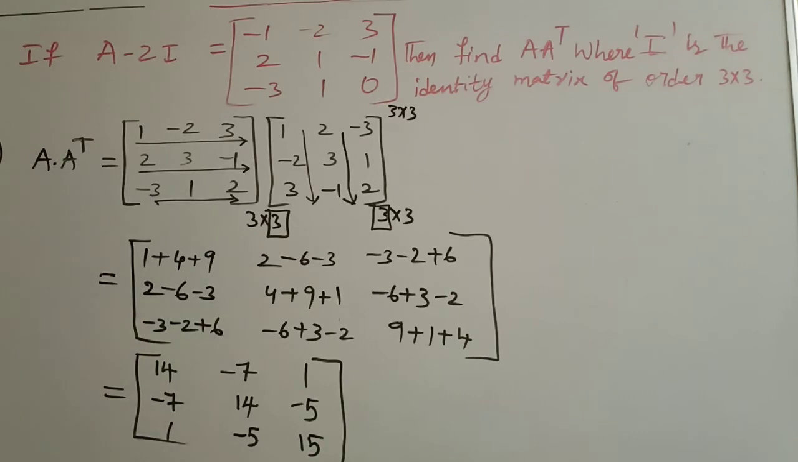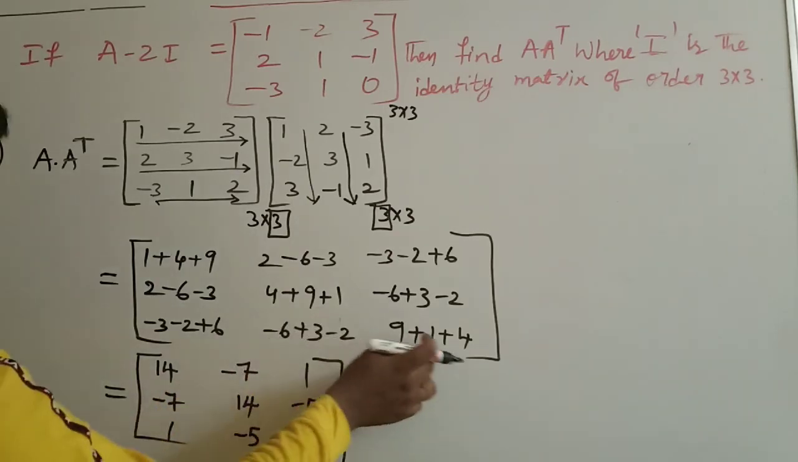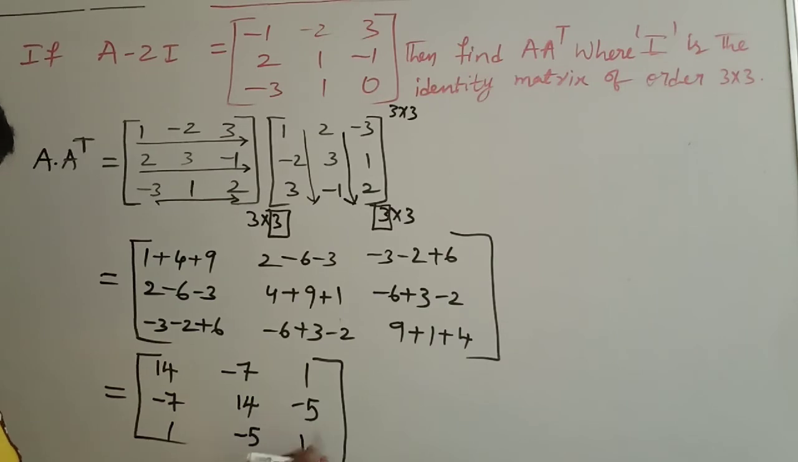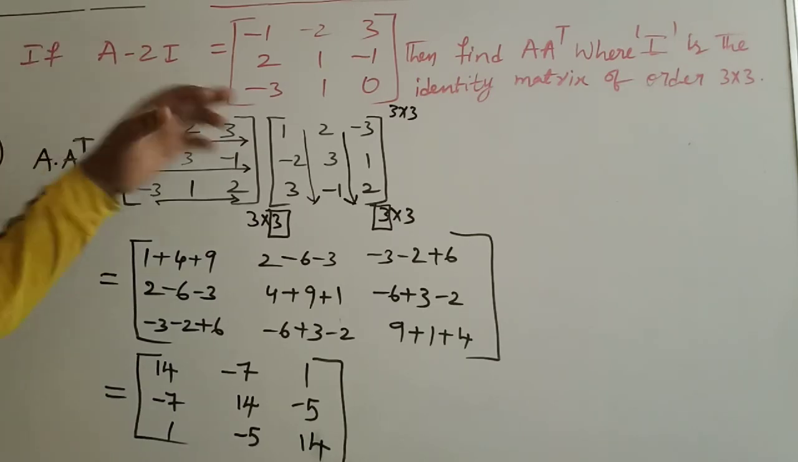When you multiply A with A transpose, you are going to get your answer like this: 14, minus 7, 1. Minus 7, 14, minus 5, 1, minus 5, and the last one, sorry, it is not 15, right? 10 plus 4, 14. So you have to be careful. So this is 14. So that is about how to solve the ninth problem, A into A transpose.